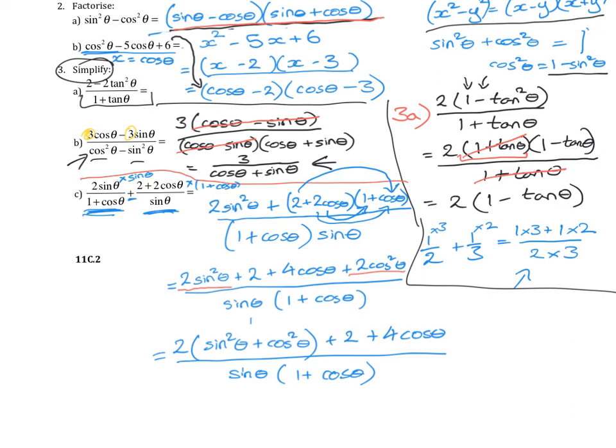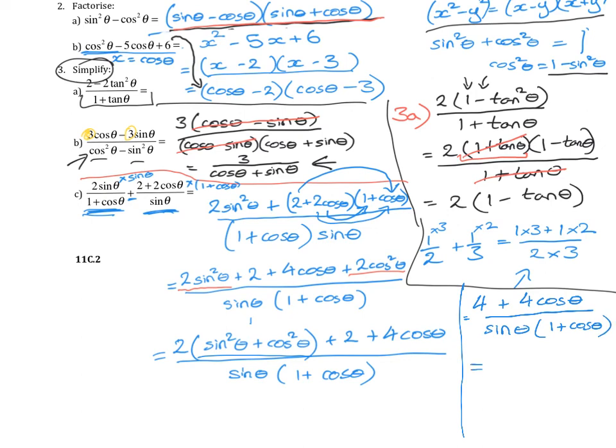Sorry. Okay, I'm running out of room. Alright, so I'm going to go over here now. What's in the brackets here is just replaced by the number 1. So I get 2 times 1 is 2, plus another 2 here is 4, plus 4 cos theta, all over sine theta times 1 plus cos theta.